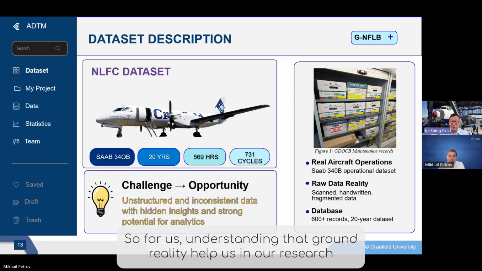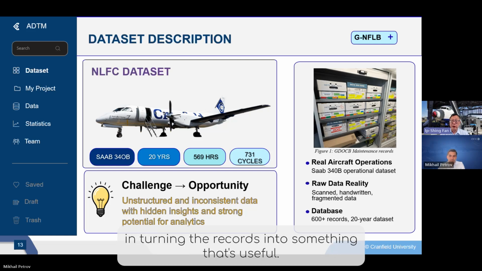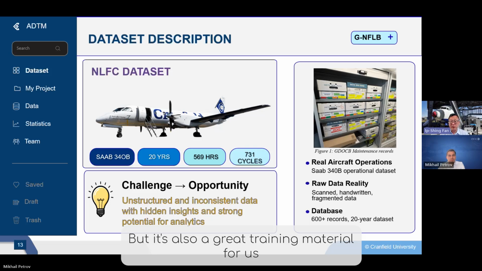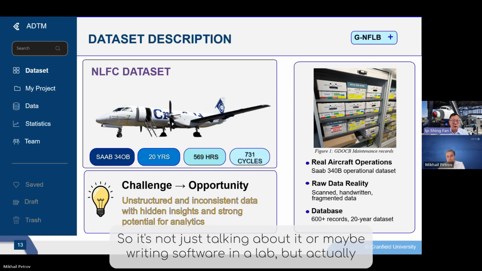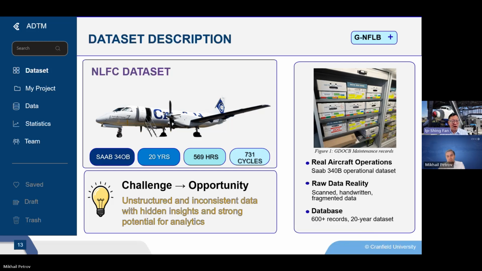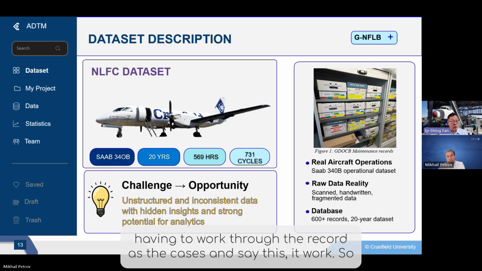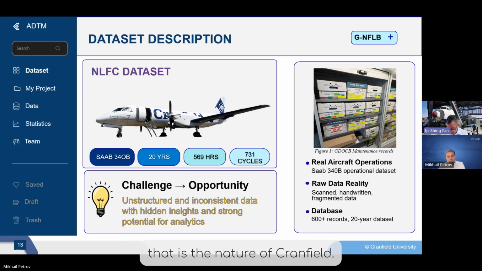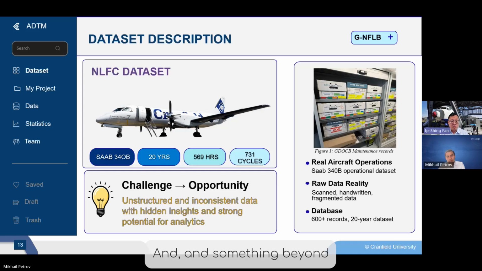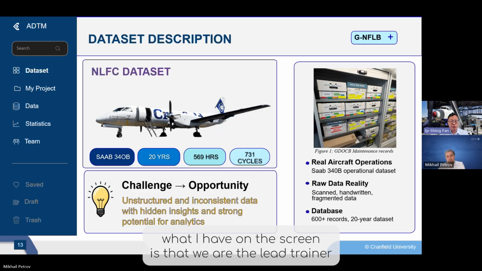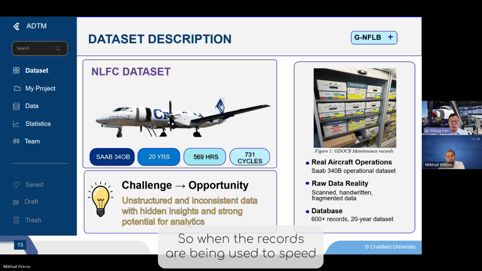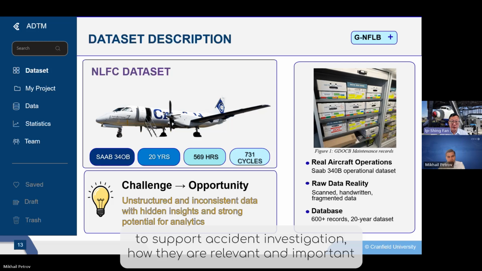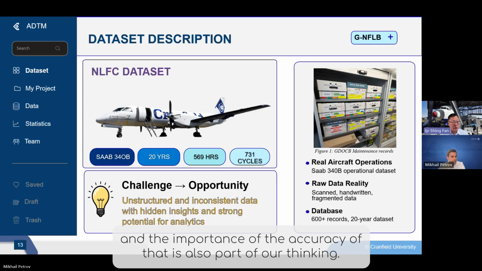So for us, understanding that ground reality helps us in our research in turning the records into something that's useful, but it's also a great training material for us to help people to have hands-on experience. It's not just talking about it or maybe writing software in a lab, but actually having to work through the records as cases and say, does it work? So that is the nature of Cranfield, and something beyond what I have on the screen is that we are the lead trainer for accident investigators in the UK and many parts of the world. When the records are being used as evidence to support accident investigation, how they are relevant and important, and the importance of the accuracy of that, is also part of our thinking.